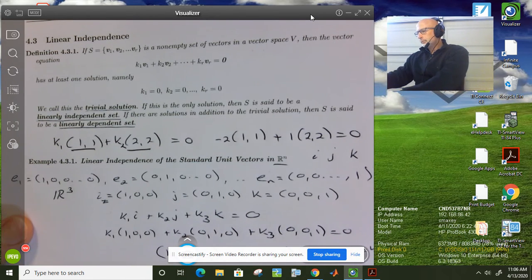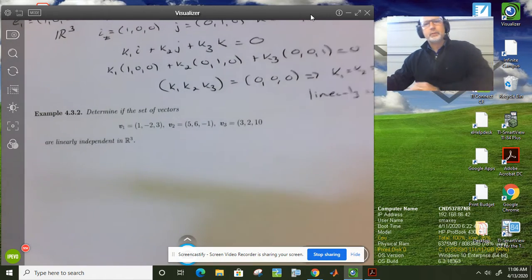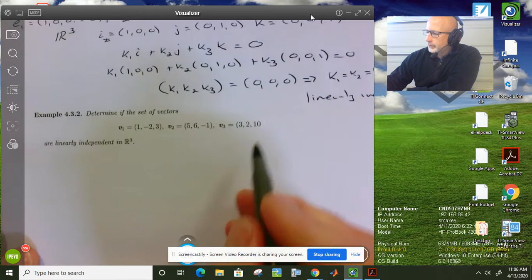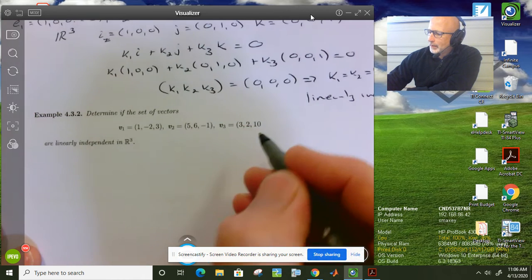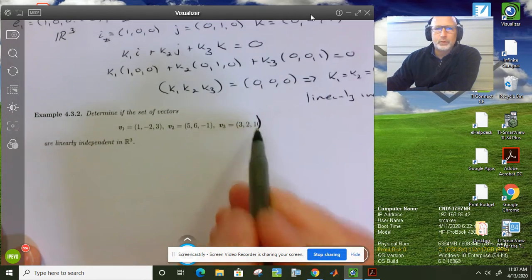Okay, down to example 4.3.2. So we have these 3 vectors here. There's a mistake here. I apologize for this. This should not be 10. I forgot to hit the shift key when I was entering the closed parentheses, and it gave me 0. So this is just the vector 3, 2, 1.